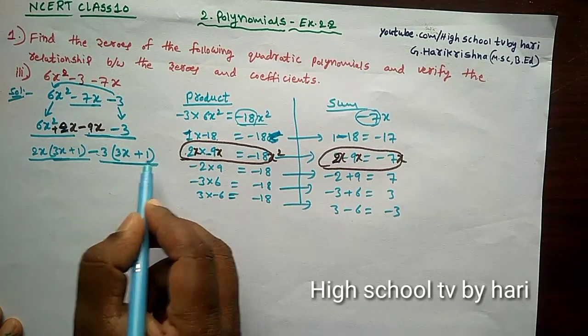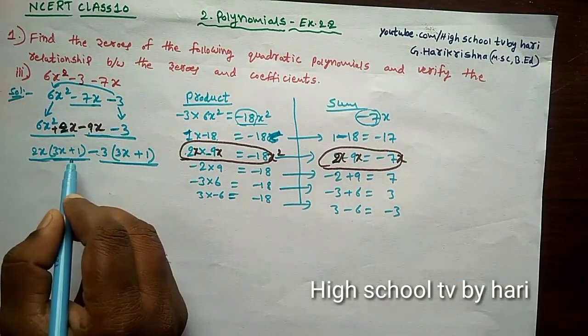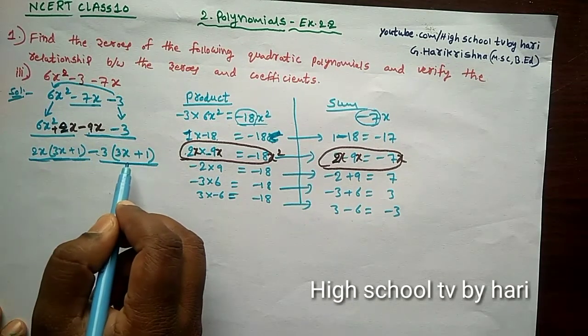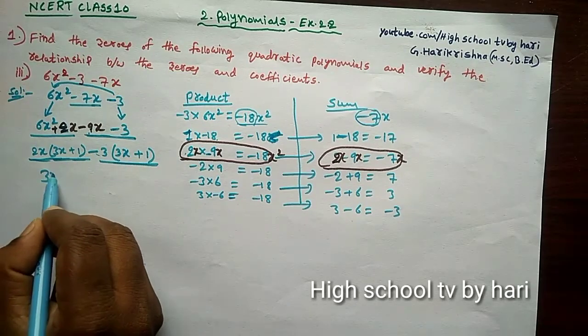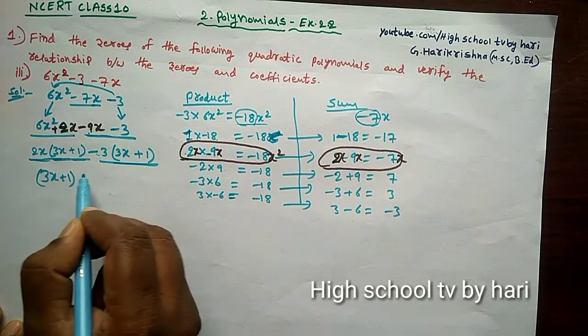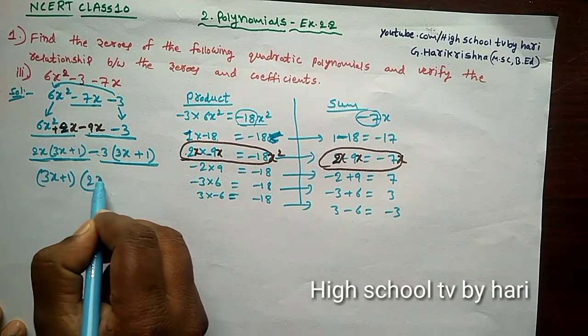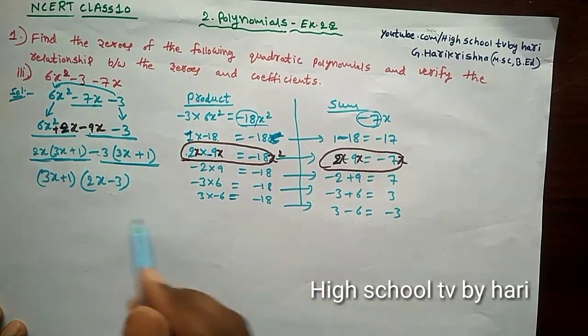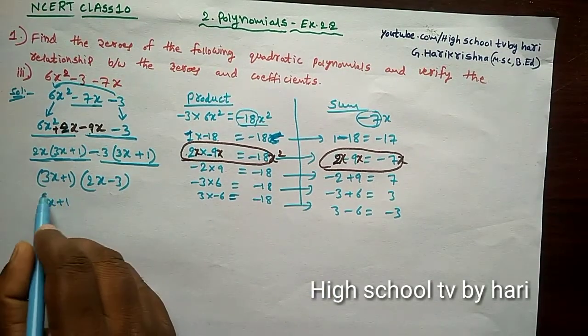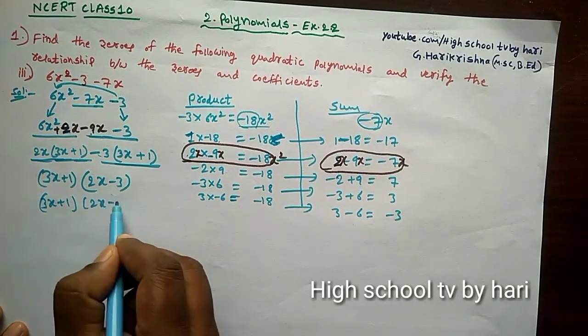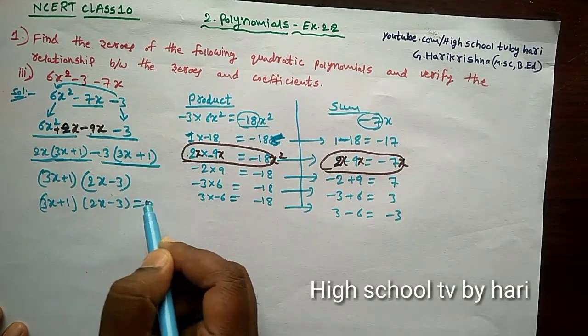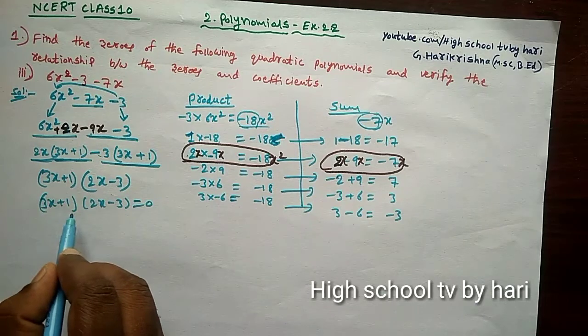Now this total is a single term, this is also a single term. From this again, 3x plus 1 and 3x plus 1 is common. Take outside 3x plus 1. So remaining here is 2x minus 3. 3x plus 1 into 2x minus 3 is equal to 0. So that we get the zeros.